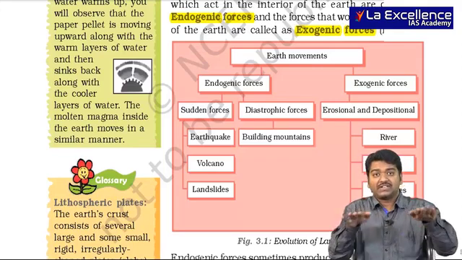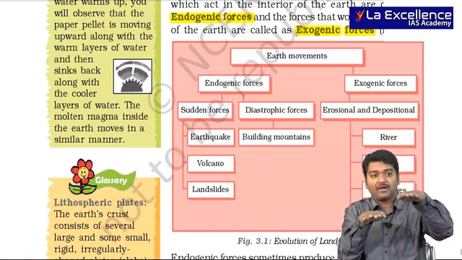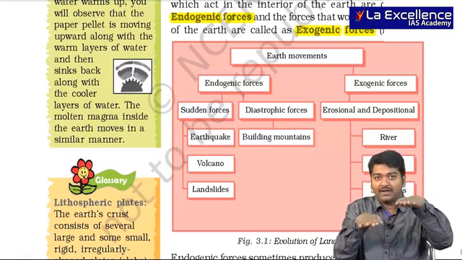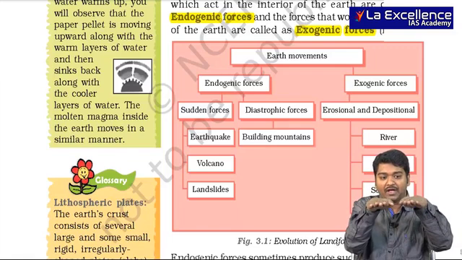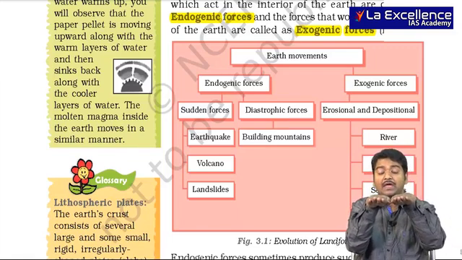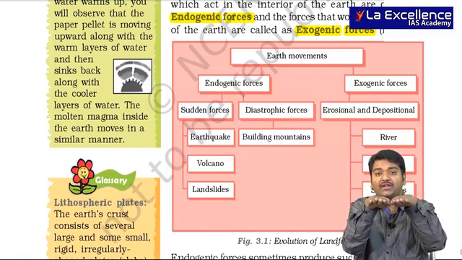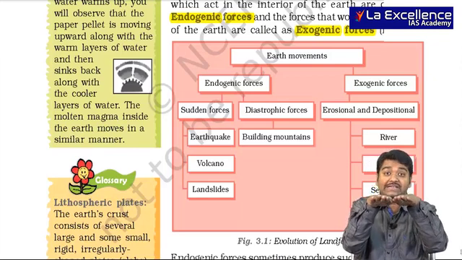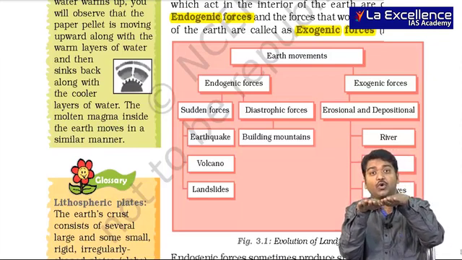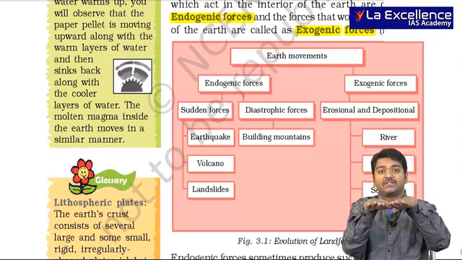For example, just consider two plates. You have the Indo-Australian plate and you have the Eurasian plate. These two come closer. I have told you the weight of the continental plate is less when compared to the weight of the oceanic plate. So because of this, what happens?